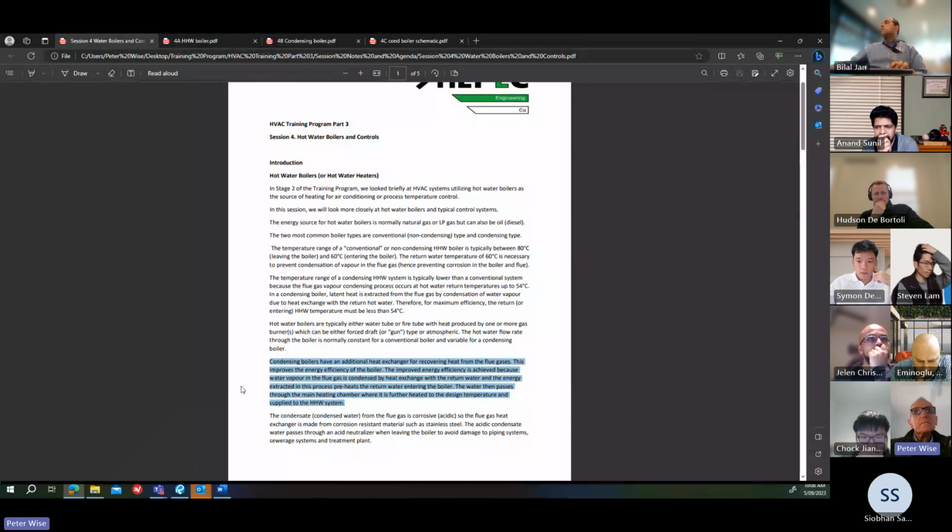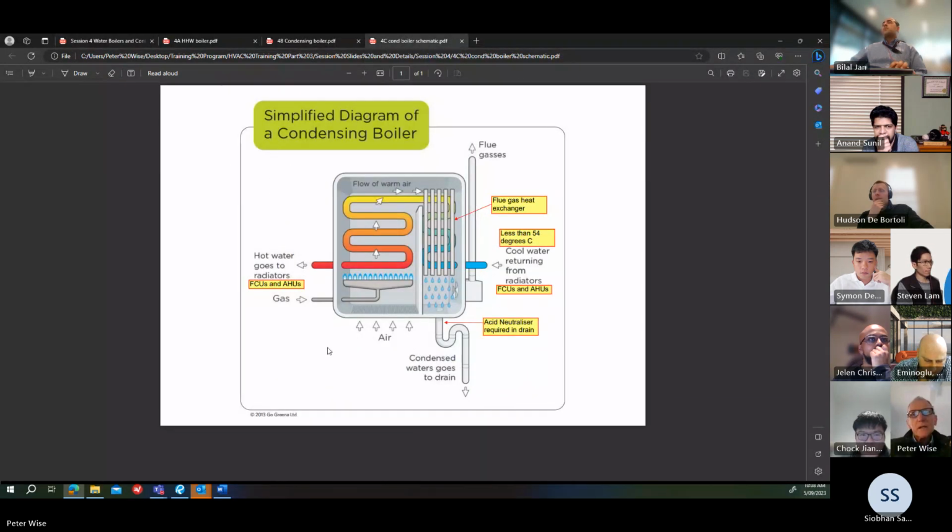So I'll show you a schematic of the condenser water boiler, a simplified schematic, which is quite helpful to understand how it works. So the blue line here is the so-called cool water. It's still hot water, but it's been cooled by heat exchange out in the field with the fan coil units and air handling units. This says radiators. We don't do that often, but sometimes we do.